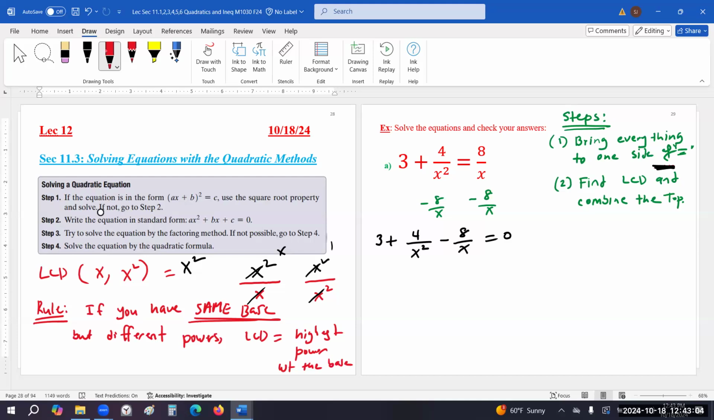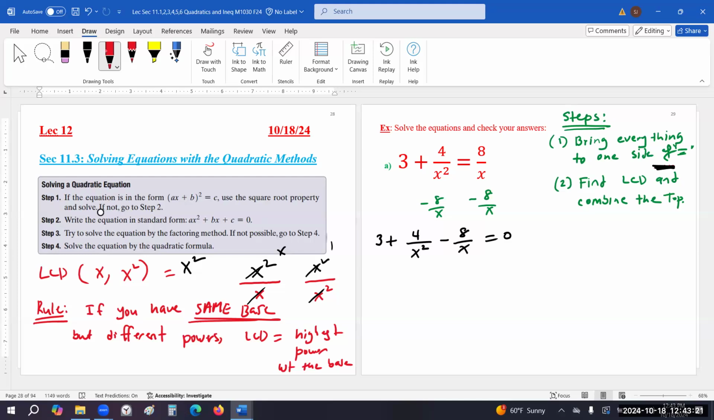For example, we have x and x squared. Obviously, x squared is bigger. So the LCD must be bigger: x squared. So if you have the same base but multiple powers, the highest power of the base is the LCD.